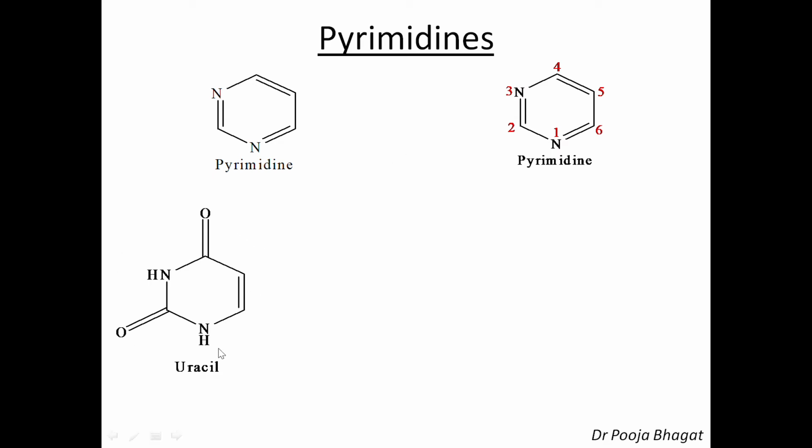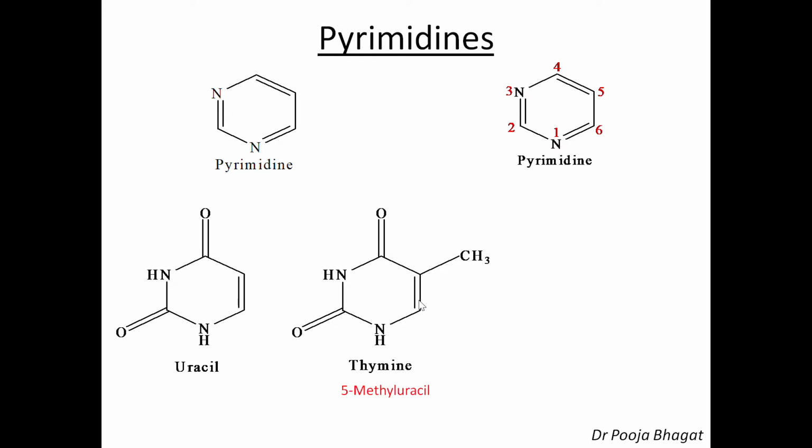So the first one is uracil. As you can see here, this is uracil. If you have to number it, then it is 1, 2, 3, 4, 5 and 6. So at second and fourth position, the oxo group is present in uracil. This is thymine. As you can see, the difference between uracil and thymine is at fifth position, where the methyl group is present. Therefore, thymine is also called 5-methyl-uracil.